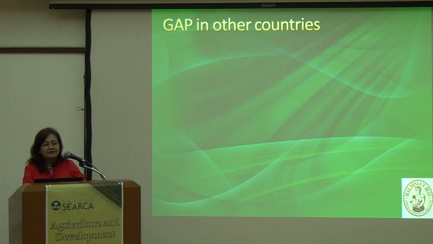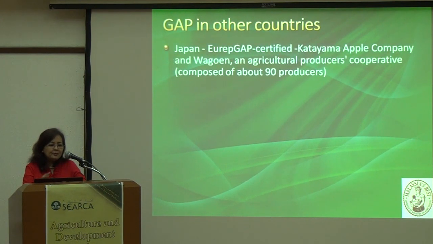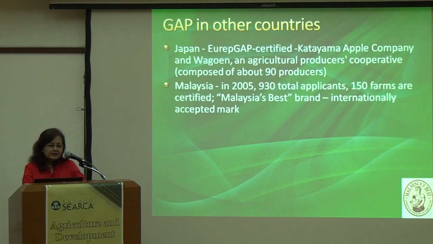With respect to GAP adoption, let's look at the practices in other countries and certification and adoption rate there. Well, in Japan, they already have farms which are EuroGAP certified, about 90 producers for this cooperative. There are others, of course. In Malaysia, if you look at the bottom seal there, that's Malaysia's best seal. It's a brand which is internationally accepted. They have 150 farms that are certified, and in 2005, there were 930 applicants for certification.